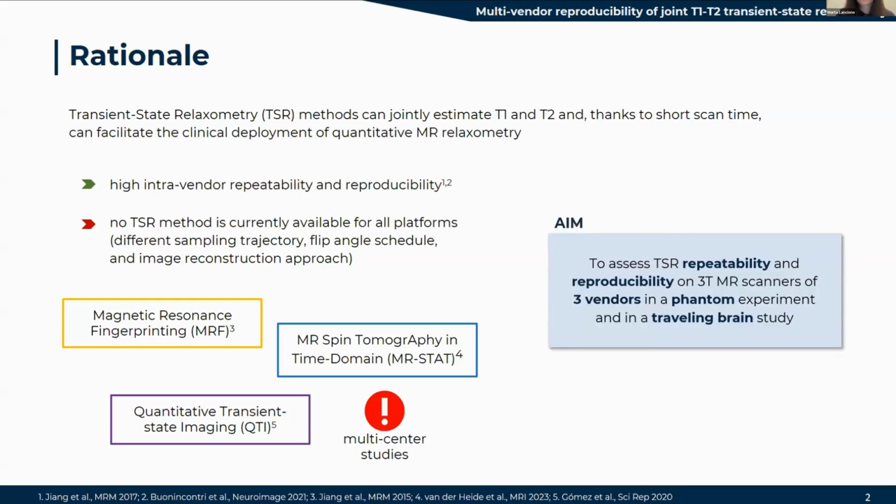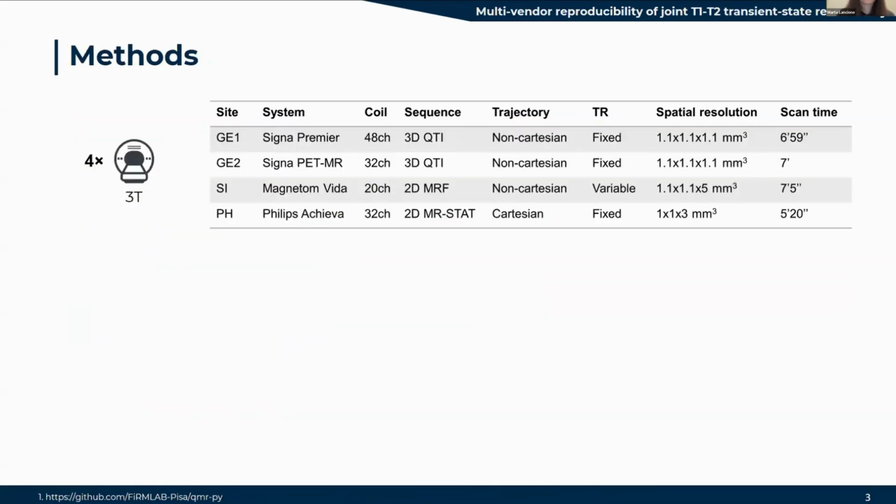So the aim of this work was to assess TSR repeatability and reproducibility on 3T scanners from 3 different vendors in a phantom experiment and in a traveling brain study. In this work, we had 4 sites involved. 2 scanners were from GE, 1 from Siemens, 1 from Philips. Here you can see the different types of sequences that were implemented at each site. And we tried to keep the in-plane spatial resolution and the scan duration as similar as possible.